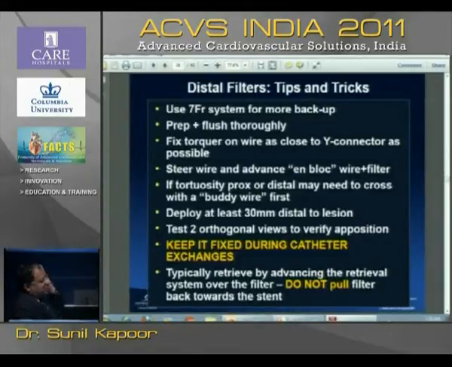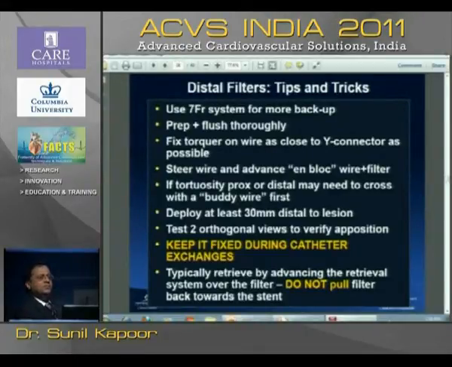Deploy at least 30 millimeters. So you need some space, it's called the landing zone. And then test in 2 orthogonal views to verify the apposition. So inject contrast, see whether the vessel wall is very nicely apposed. Otherwise you need to push a little further, where the vessel wall is slightly smaller in size, so they get proper apposition. This is another important step.